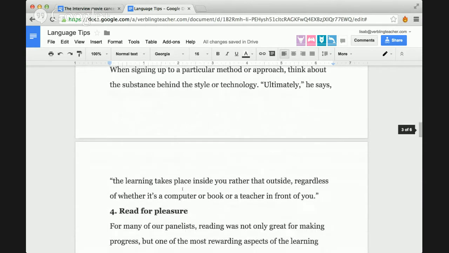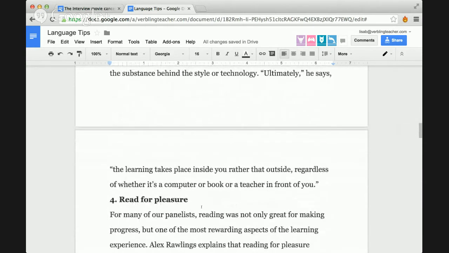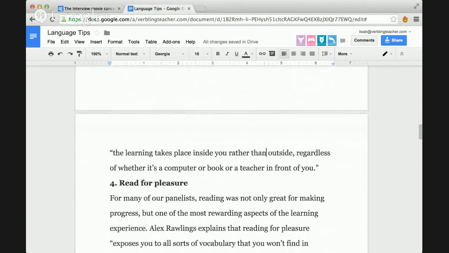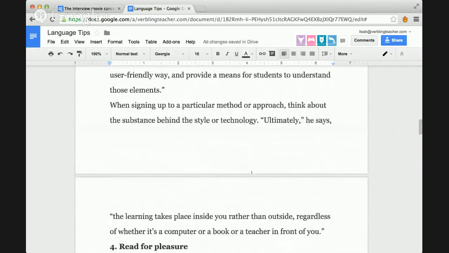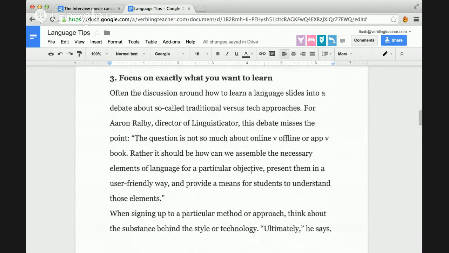Ultimately, he says, the learning takes place inside you rather than outside, regardless of whether it's a computer or, I would say, a book or a teacher in front of you. So the idea is that as the learner, you are learning. Okay, Victor. Focus on exactly what you want to learn.